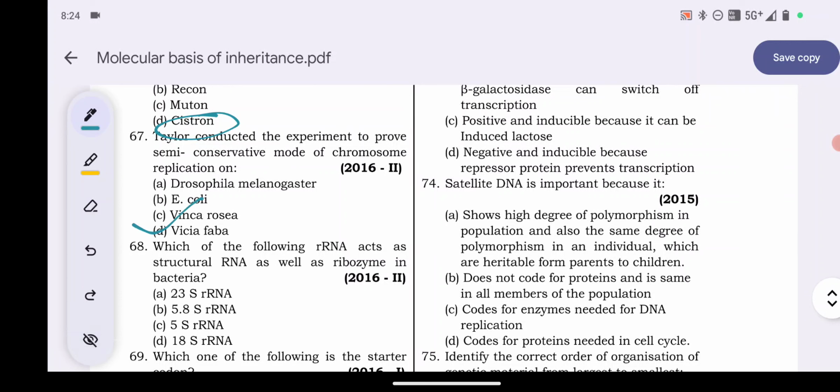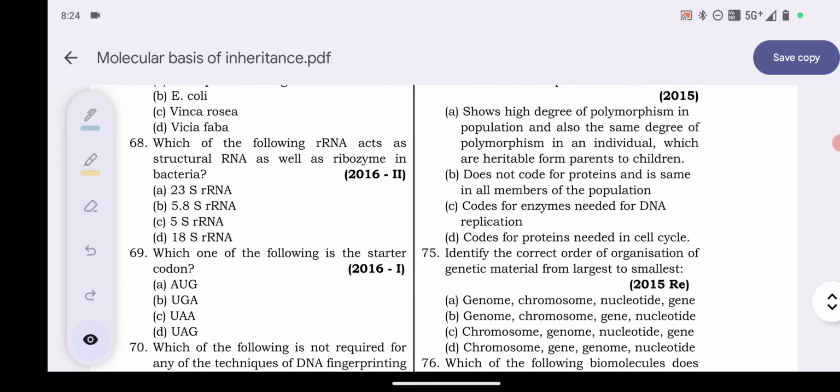Okay. Taylor and his colleagues in 1958, with the help of radioactive thymidine, detected the distribution of newly synthesized DNA in the chromosome. This experiment was performed on Vicia faba. It is a type of faba bean. The experiment proved that DNA in chromosomes also replicates semi-conservatively. So D is the correct answer.